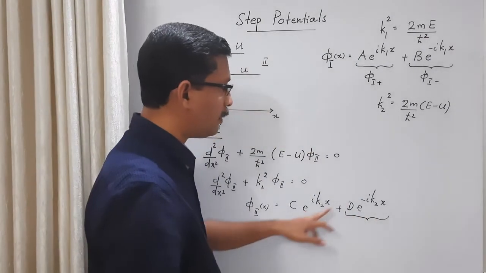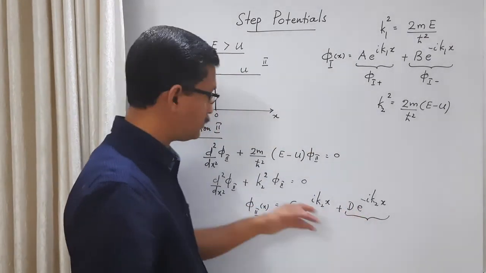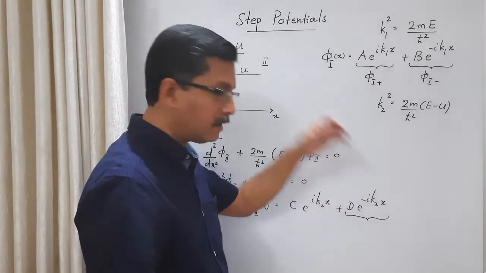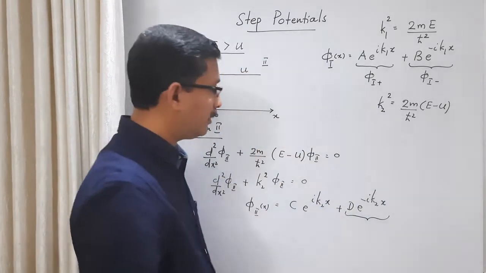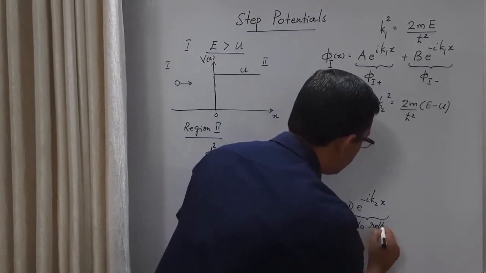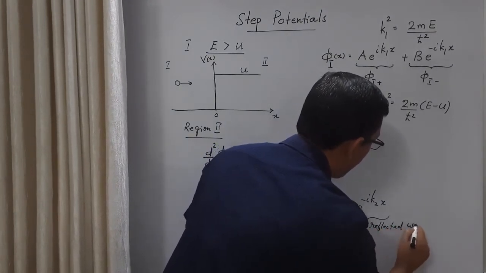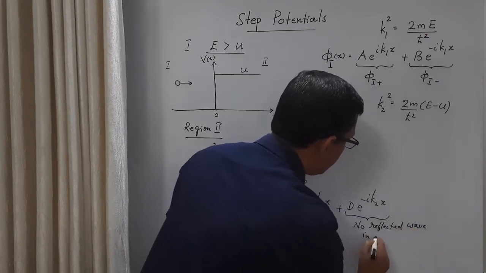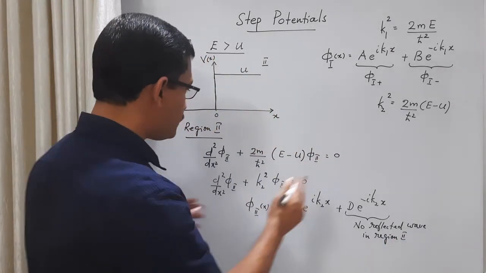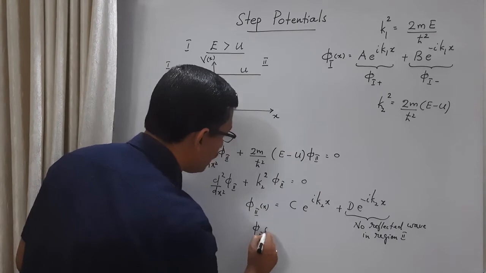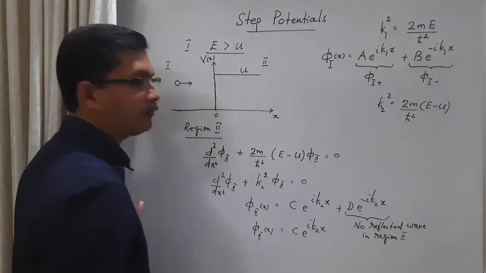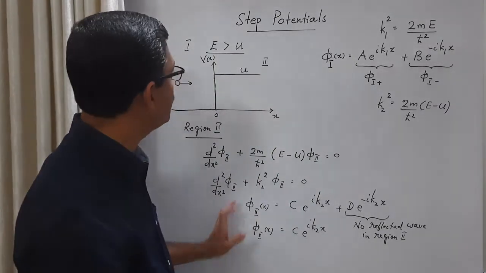Even though mathematically this part and the linear combination can be a solution of this equation, physically this part has no meaning. So on physical grounds, we can neglect it. So no reflected wave in region 2. Based on that, let us rewrite phi 2 as simply C e raised to i k2 x. So this is the wave function in region 2.